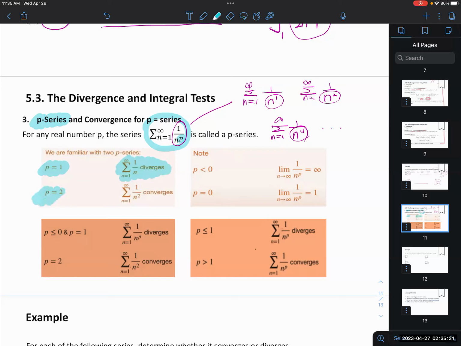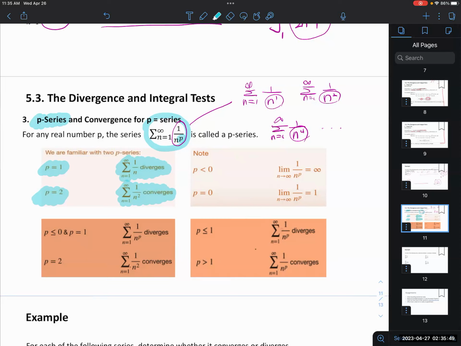This is the rule. If p is 1, simple, the series is always divergent. If p is 2, the series is always convergent. I know this is surprising, but this is the rule. If n is 1, it is always divergent. If n is 2, it is always convergent.